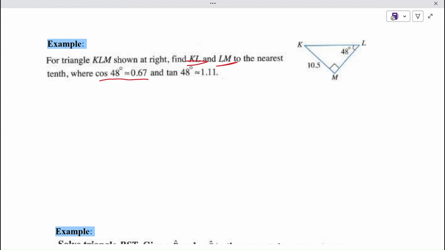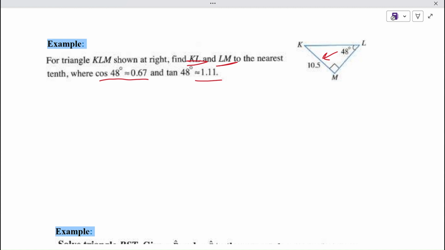Guys, again, this is the first case that I told you. At first, here we have angle L, and we have the side opposite angle L. So, which rule includes opposite? Tan and sine. But in tan, we need adjacent, and we don't have adjacent here. So you have to use sine.